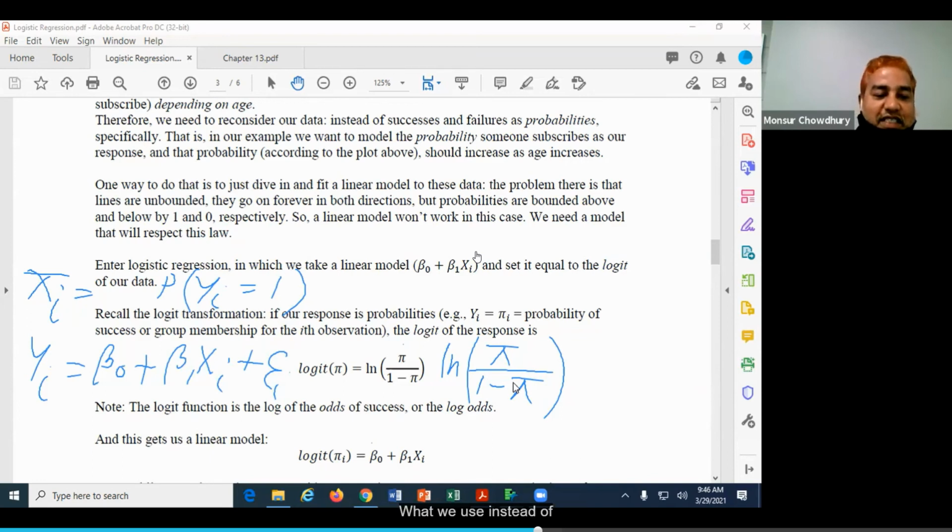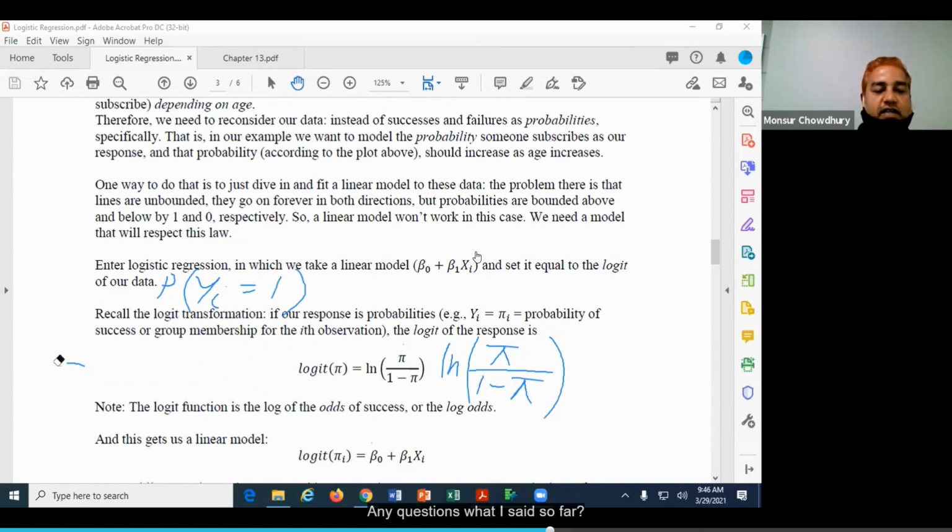So instead of fitting the model in this way, as a linear model, we take a transformation of this y and then we make it linear. So we say that the logit of pi i, that means ln of pi divided by 1 minus pi, is equal to beta 0 plus beta 1 xi. This is the whole idea behind this. Any questions on what I said so far?